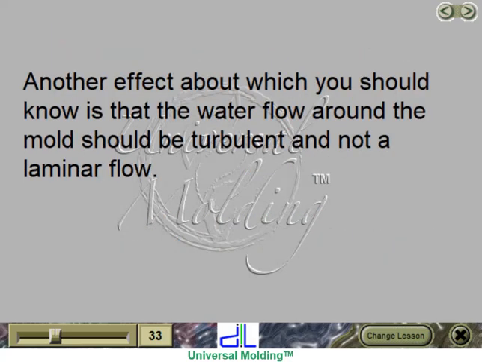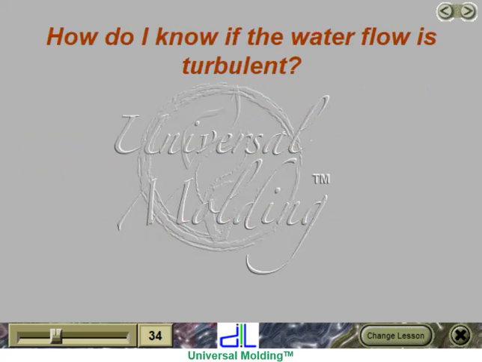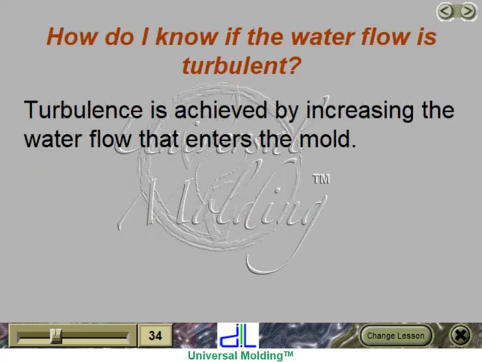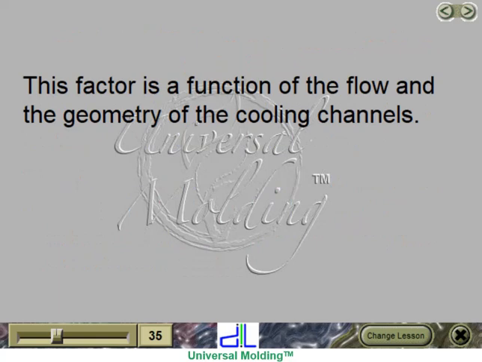Another effect about which you should know is that the water flow around the mold should be turbulent and not a laminar flow. Turbulent flow is more efficient in removing heat. How do I know if the water flow is turbulent? Turbulence is achieved by increasing the water flow that enters the mold. This flow should be sufficient enough to guarantee a factor, called Reynolds number, that indicates whether the flow is turbulent or laminar. This factor is a function of the flow and the geometry of the cooling channels.